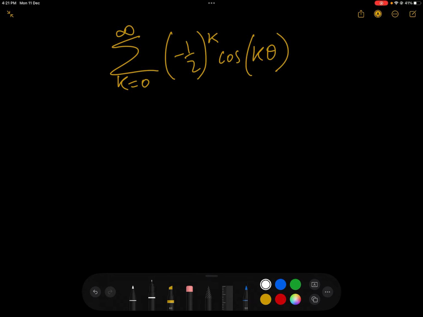Okay, this is quite an interesting question here. So the sum between k equals 0 and infinity of minus half to the power of k cos of k theta. Okay, so let's just expand this series to see what it actually is. So let's put k equals 0, 1, 2 and 3, etc.